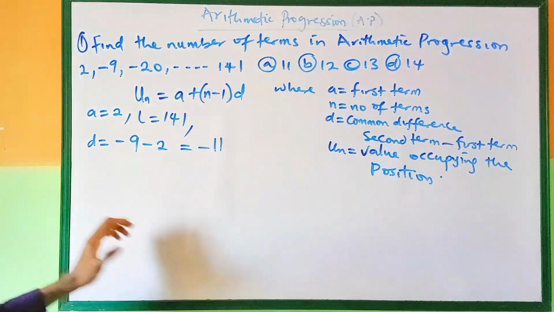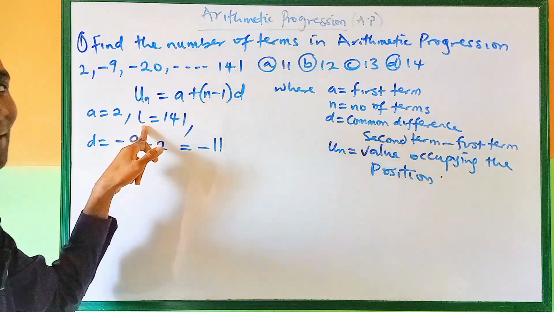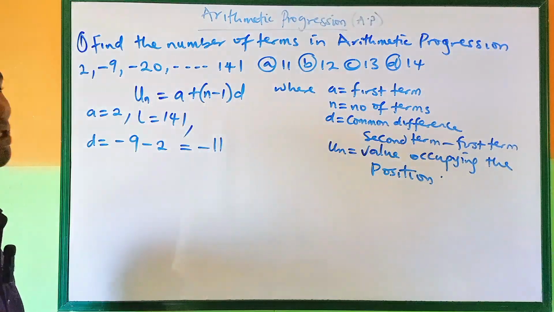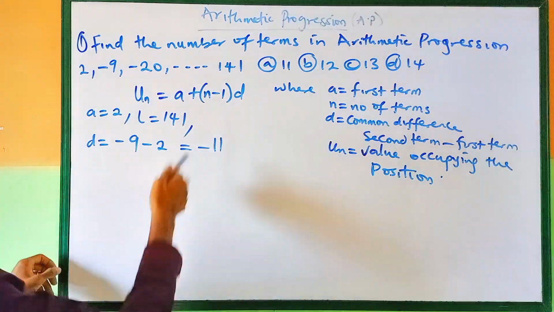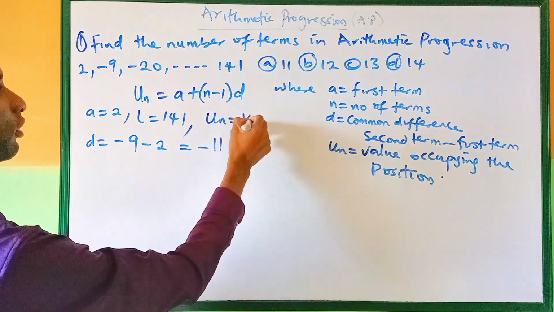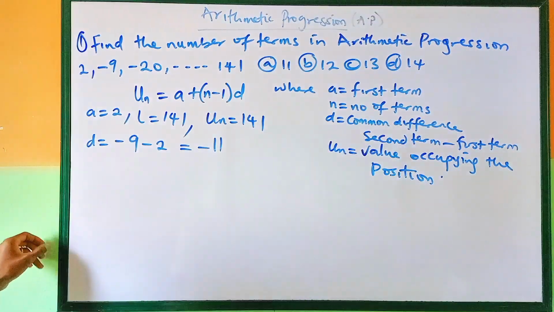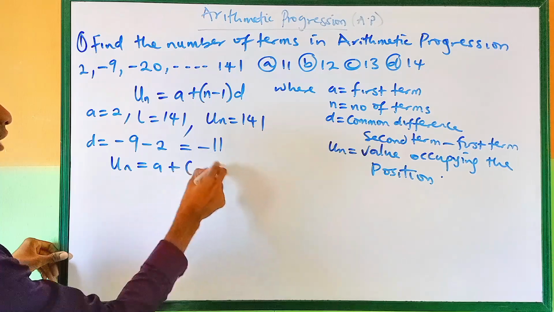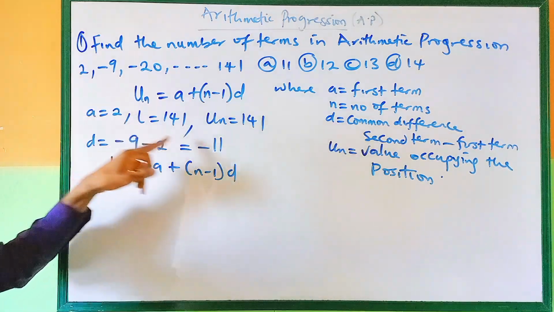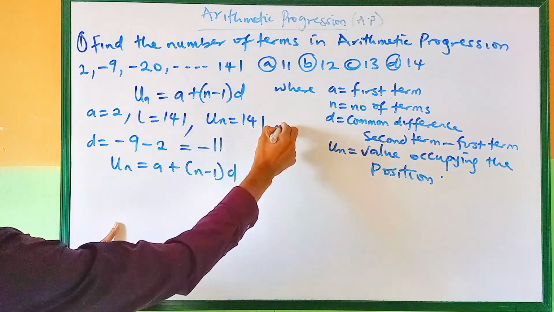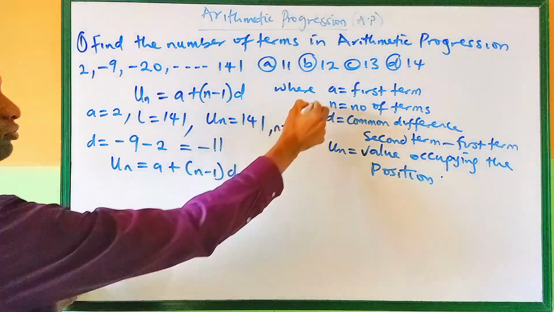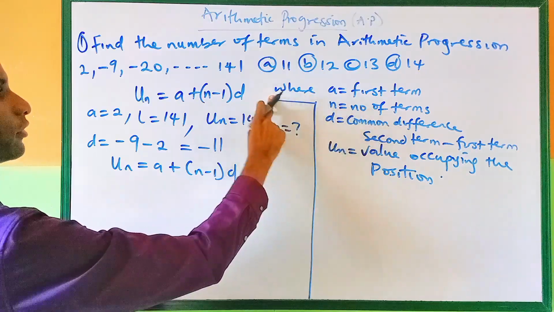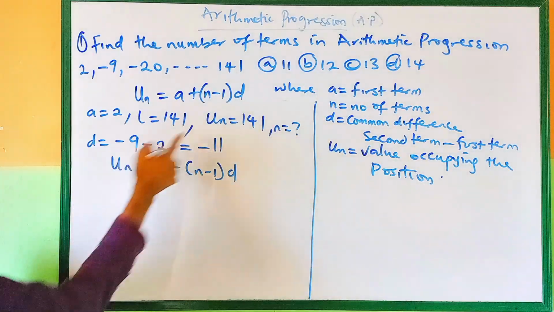Is that clear? So I can also say my L, which is 141, is also the UN, which is the occupant of that position. Therefore, my UN is 141. So if I go back to the formula, UN equals A plus N minus 1 into D. Remember, we are looking for N, which is not given. So how do we find our N? Very simple. Your UN is 141.